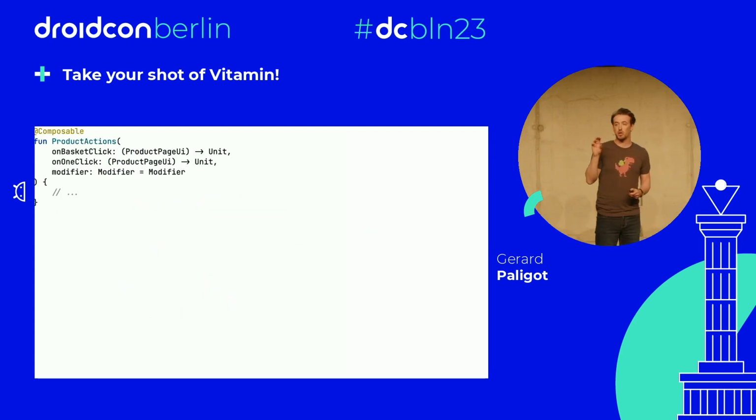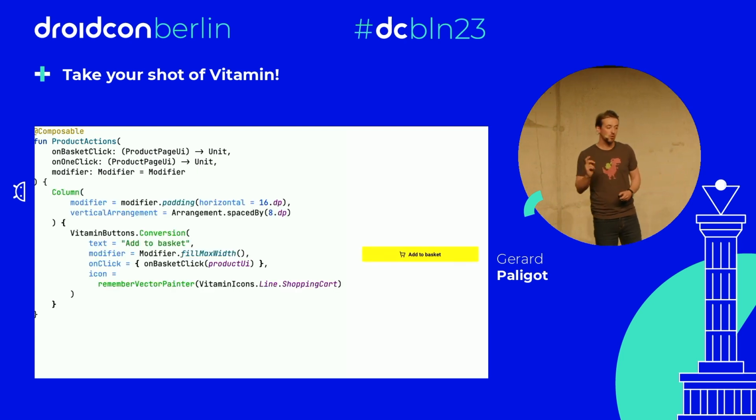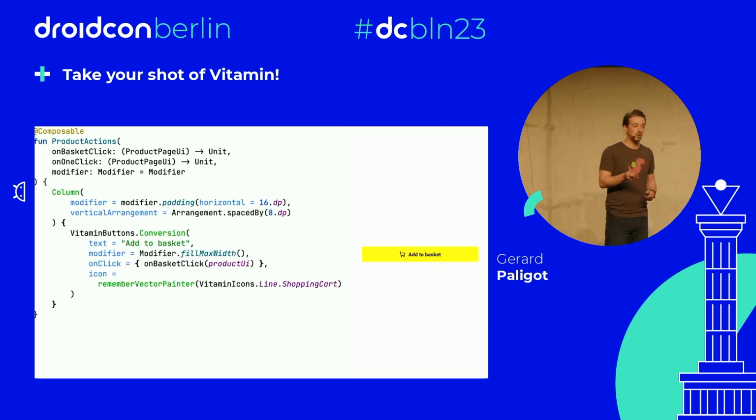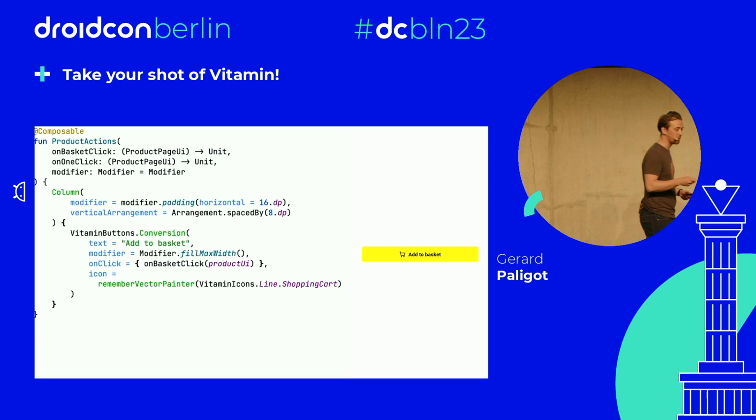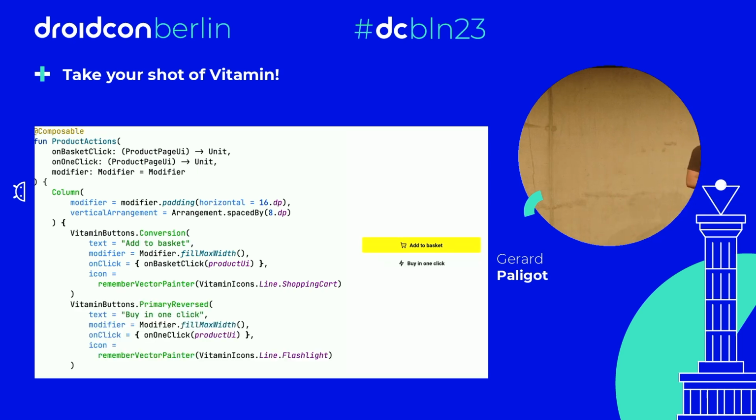Finally, I have my product action with two callbacks, so two buttons. First one to add the product in my basket, and the second one to pay in one click the product, so very easy. I declare my column. I'm using the conversion variant of the button and the primary revert variant for the second button, and I have my product actions. Great.